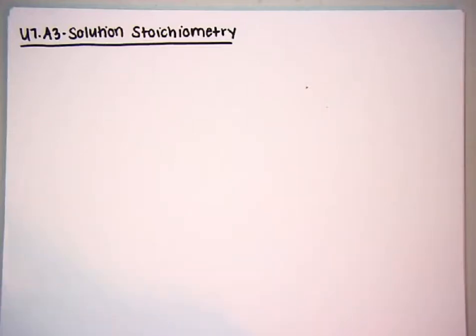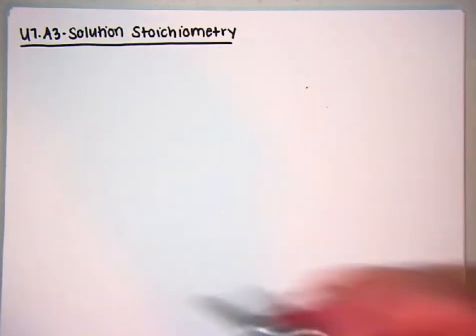In this lesson, we're going to cover Unit 7, Acquisition 3 on Solution Stoichiometry. So the nice thing about this is we're not really doing anything new. You know how to do stoichiometry from Unit 6. We talked about how to do a few conversions back in Acquisition 2. So this is just kind of putting everything together.